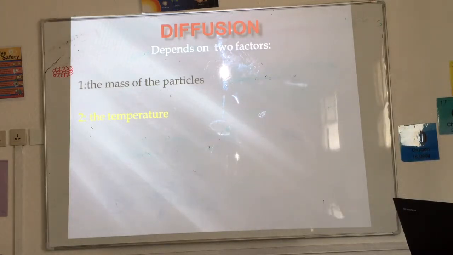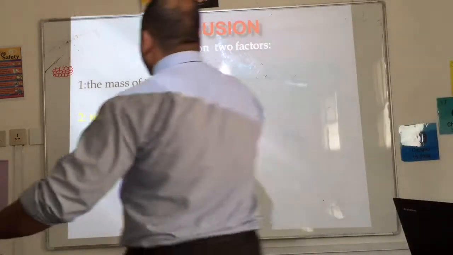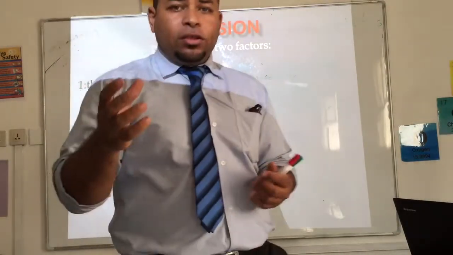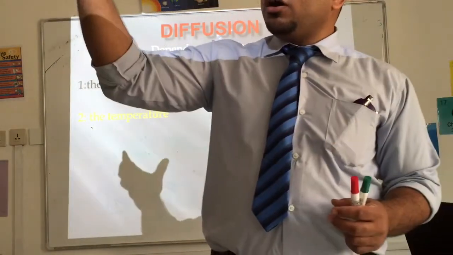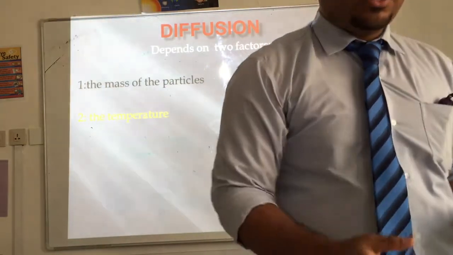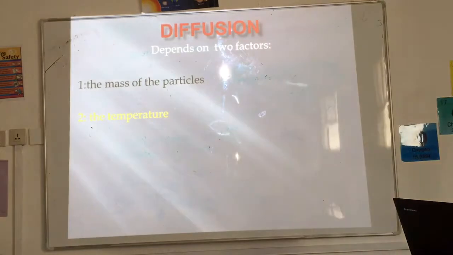Welcome back to diffusion. We talked before about diffusion, which is a random movement from an area of high concentration to an area of low concentration. Diffusion depends on the mass of particles and the temperature.